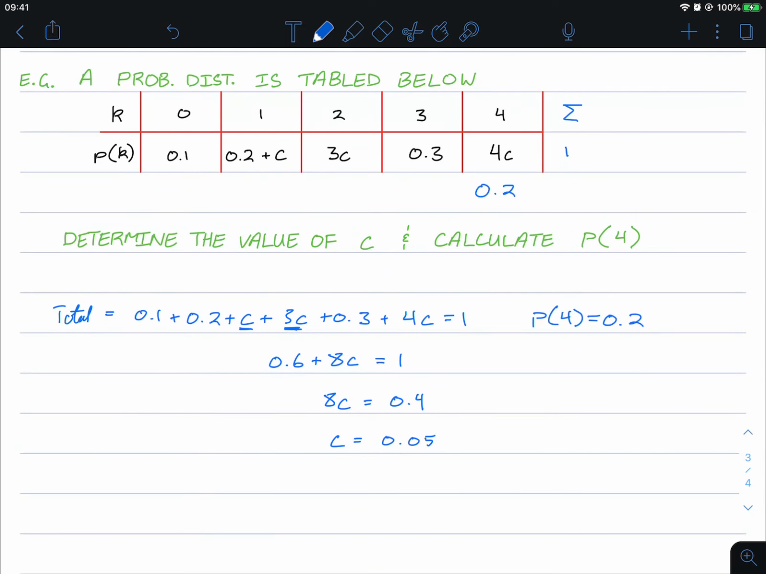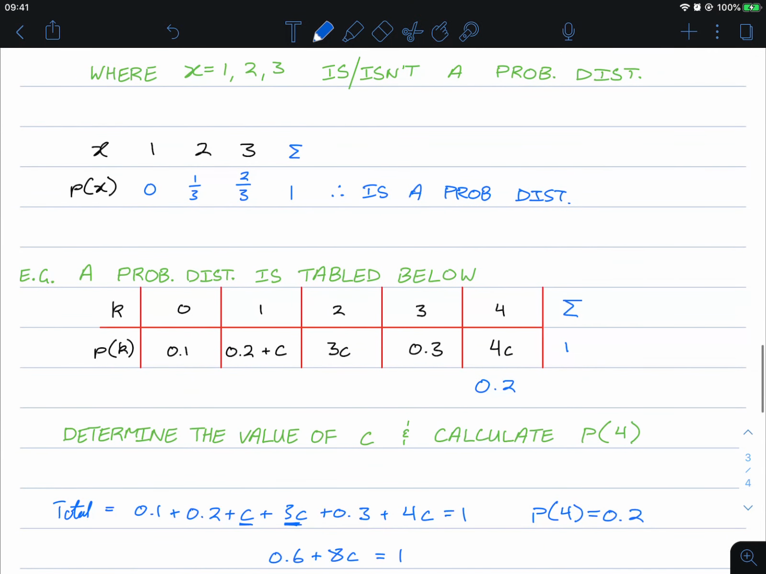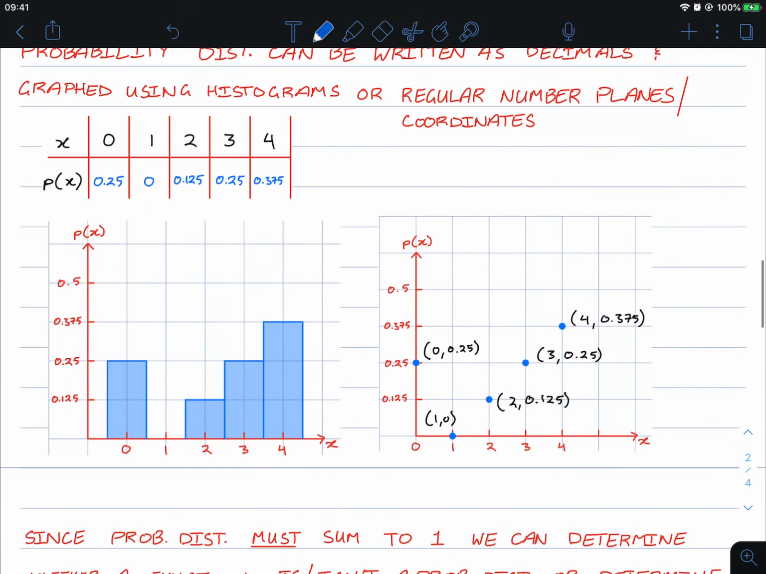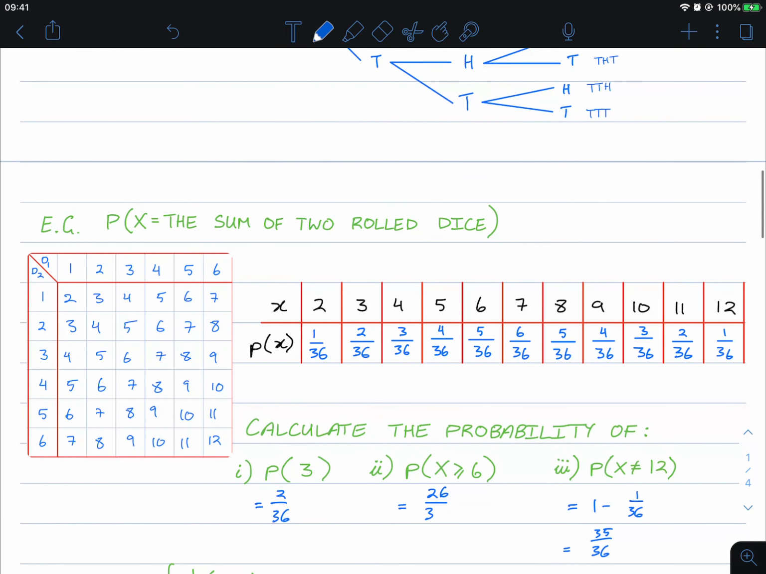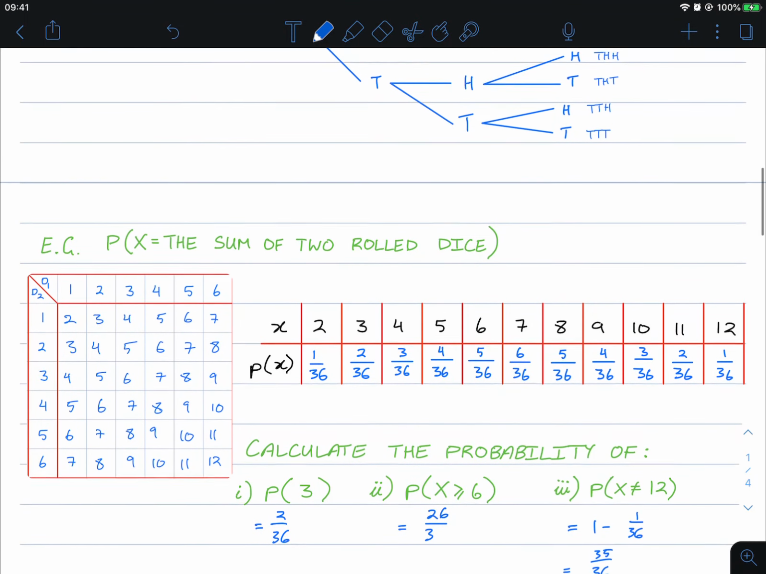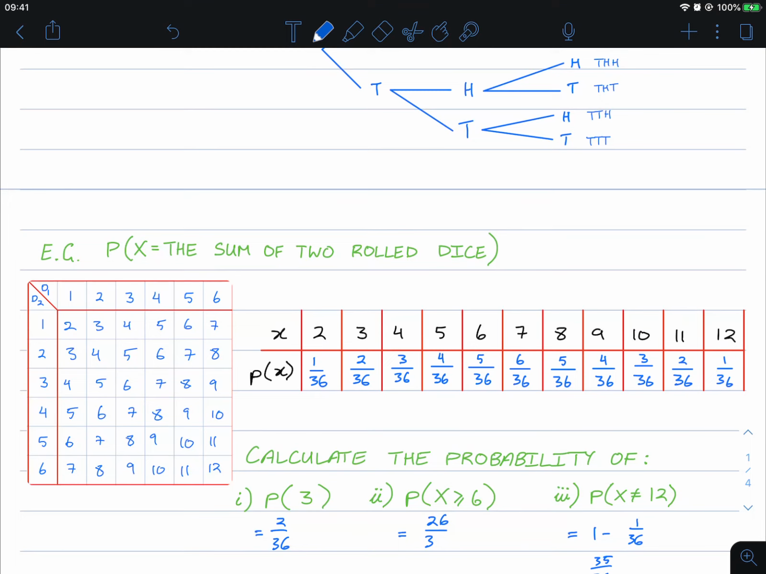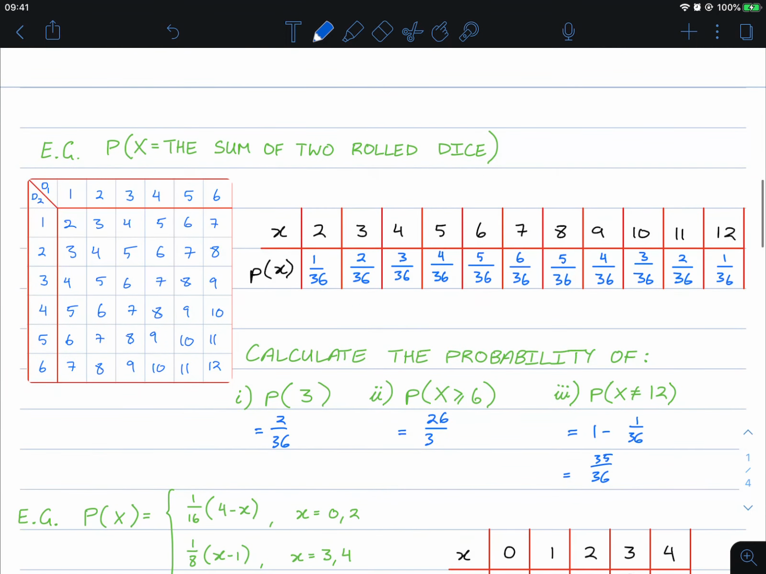So I hope that gave you an insight into probability distributions. Hope you saw that it's not too difficult, and it's just another way that we can represent data or probability experiments as a table, and you can start interpreting this as you would a function and a table of values.